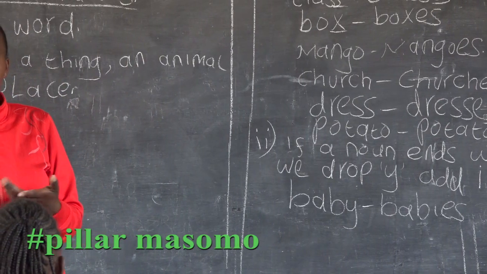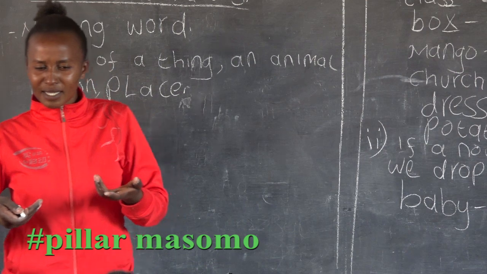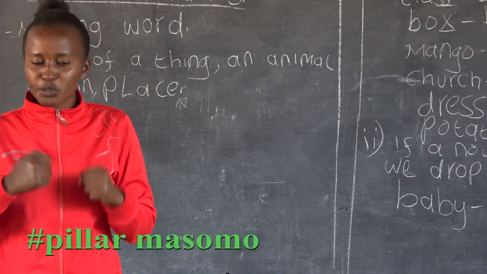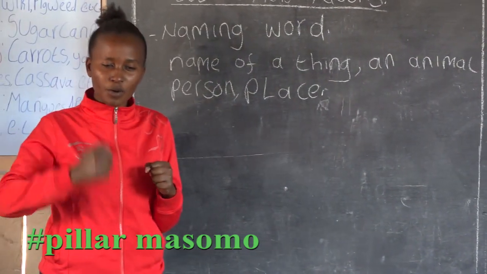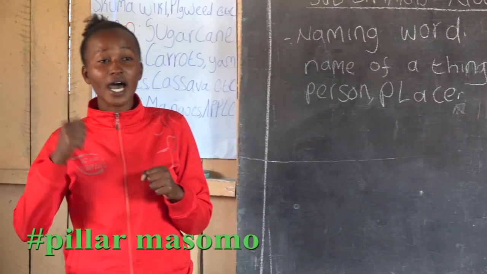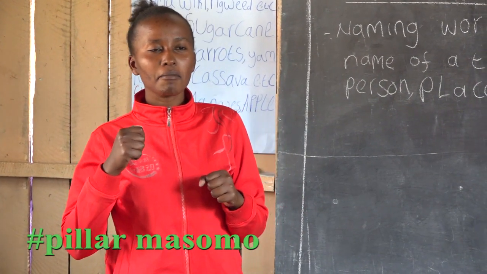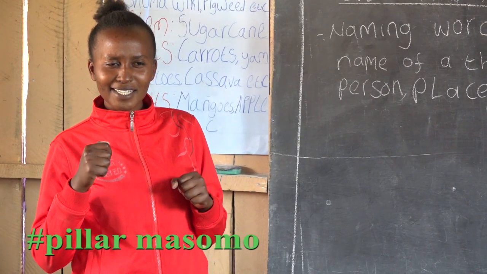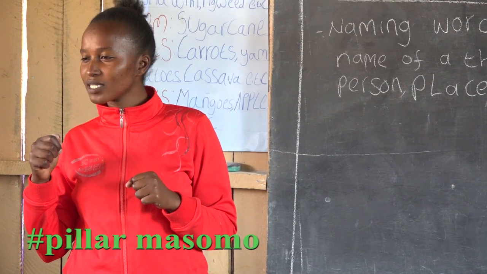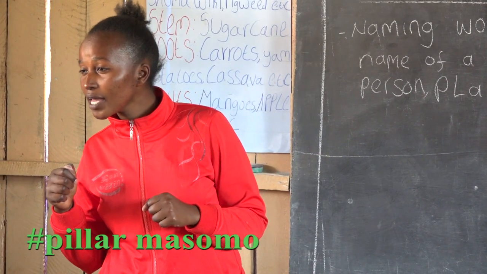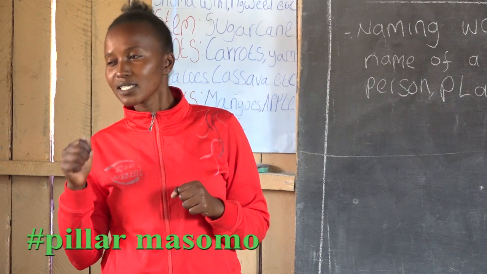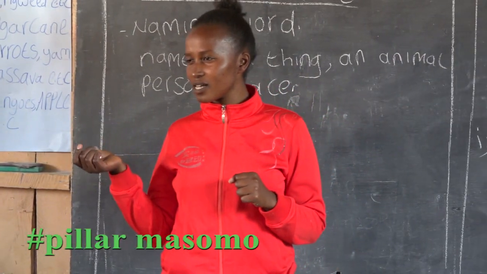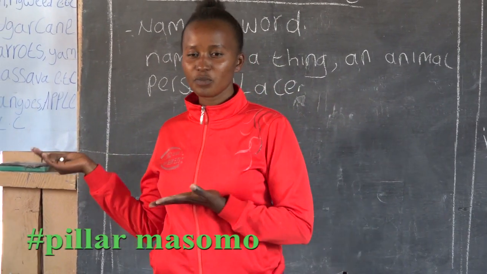Play. Okay, what is play? Is it a naming word? Play, that one is action, whatever you're doing. So it is a verb. That one is not a noun. We are talking about nouns. Buy. Is that a naming word? Try, is it a naming word? You people are so blank.